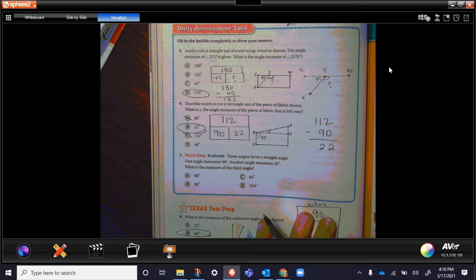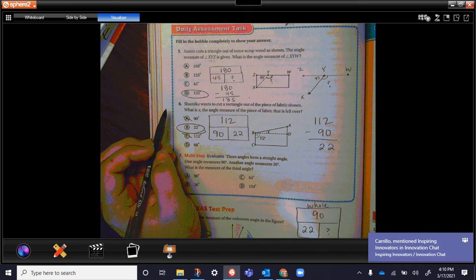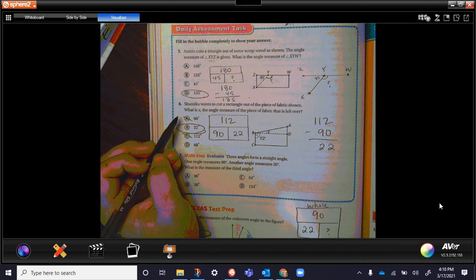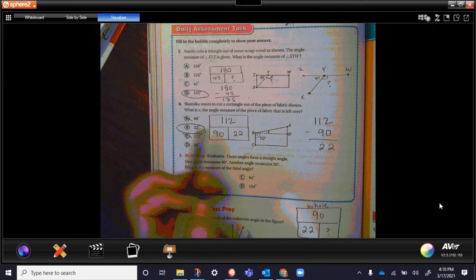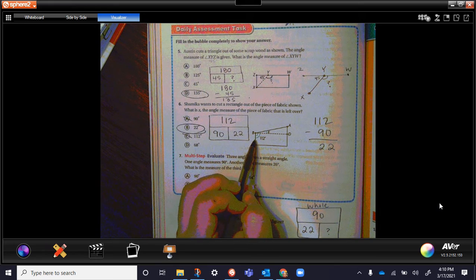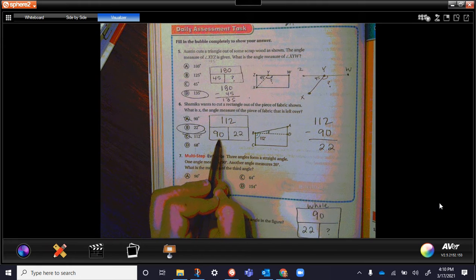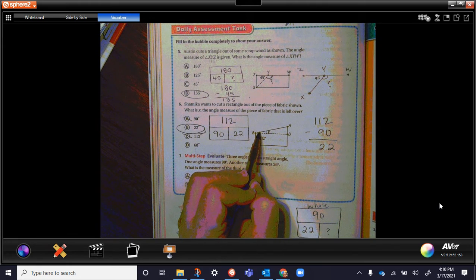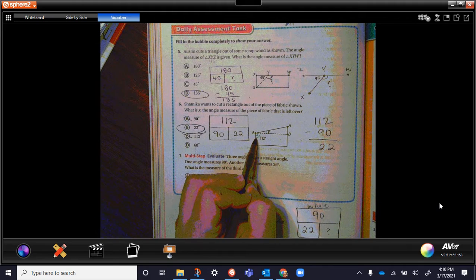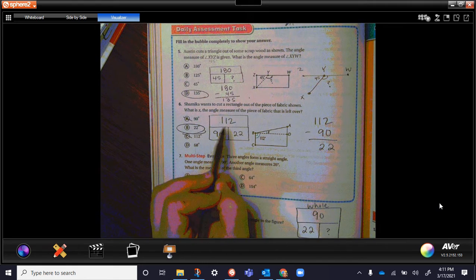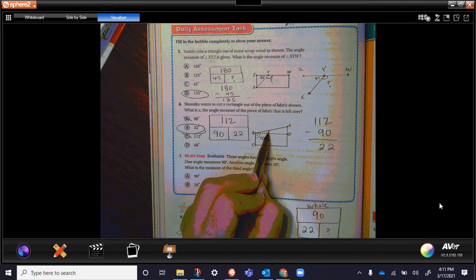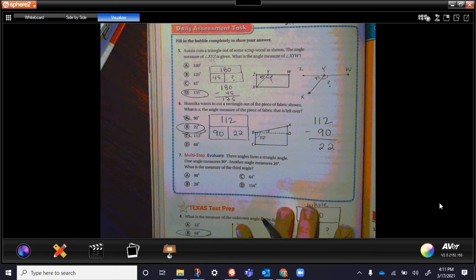And then on number 6 here, Shamika wants to cut a rectangle out of the piece of fabric shown. What is X? Same thing, but this time we noticed that one of these parts is 90 degrees, so we plugged that into our box. We saw that the entire thing, see how this little rainbow right here shows the whole part at B, is 112, so that was our whole. And here we had to subtract the 90 degrees to get our unknown, the X right there.